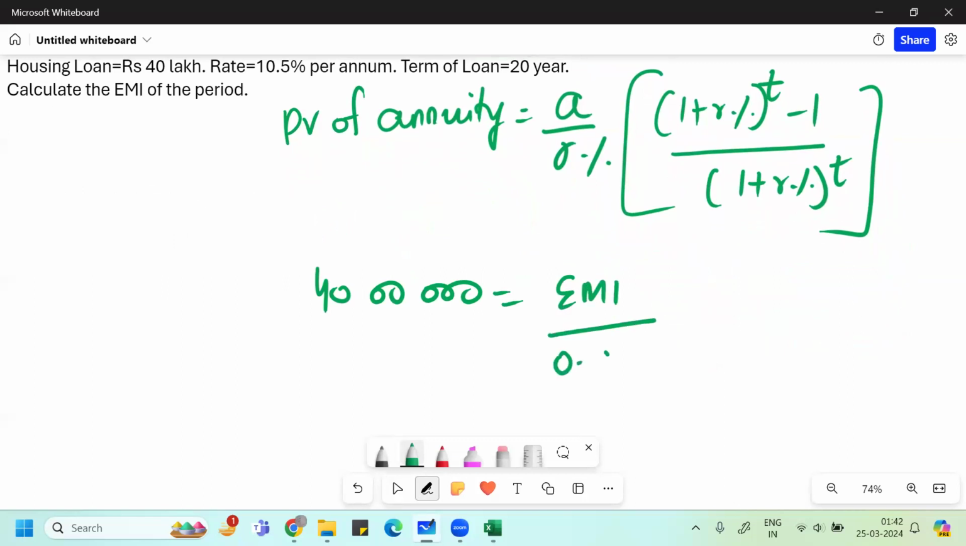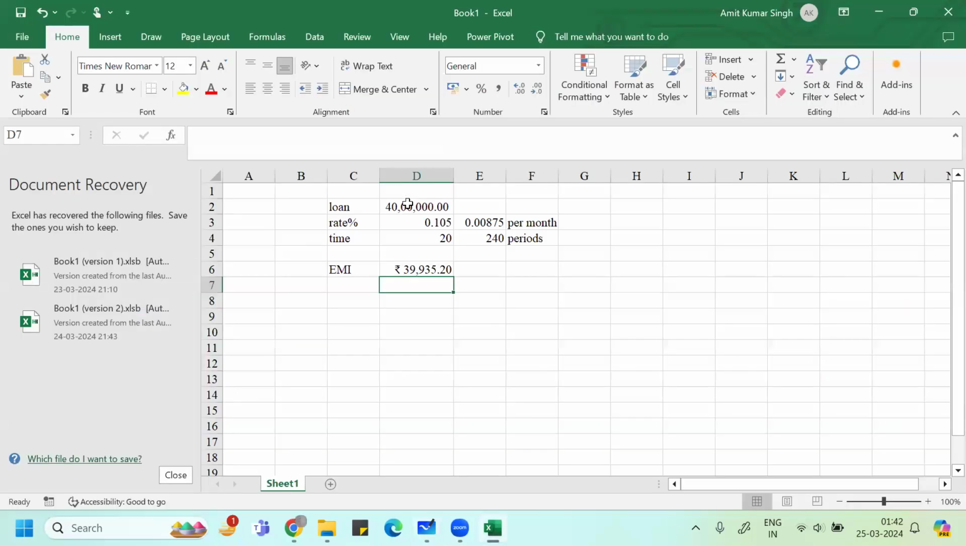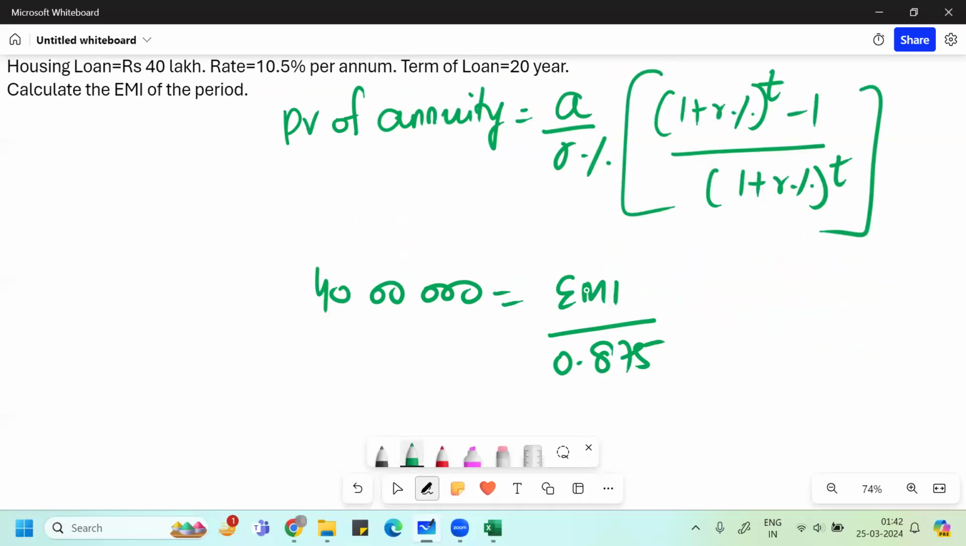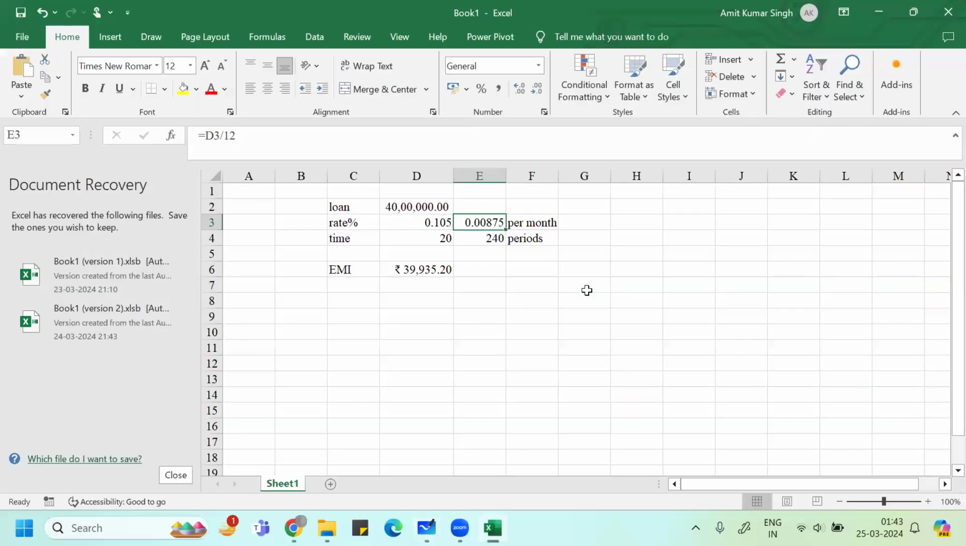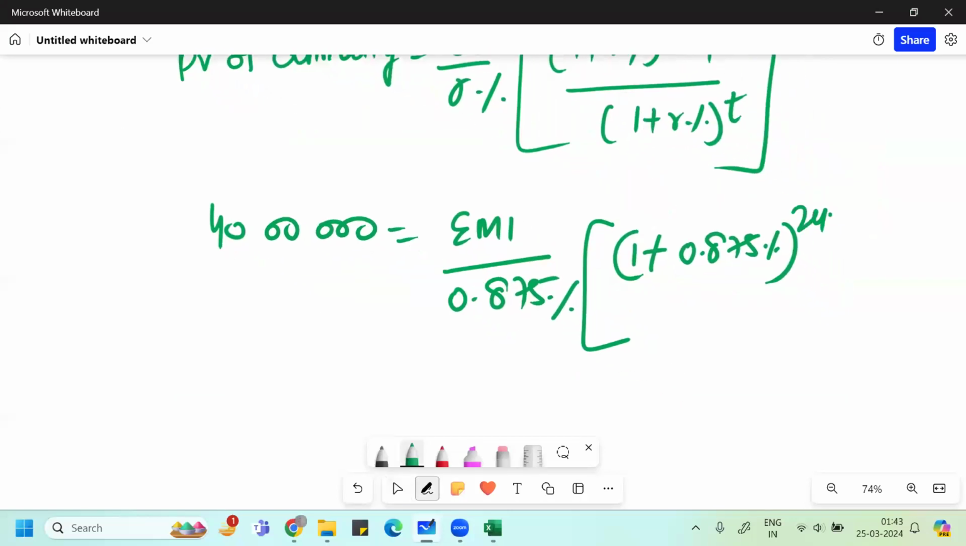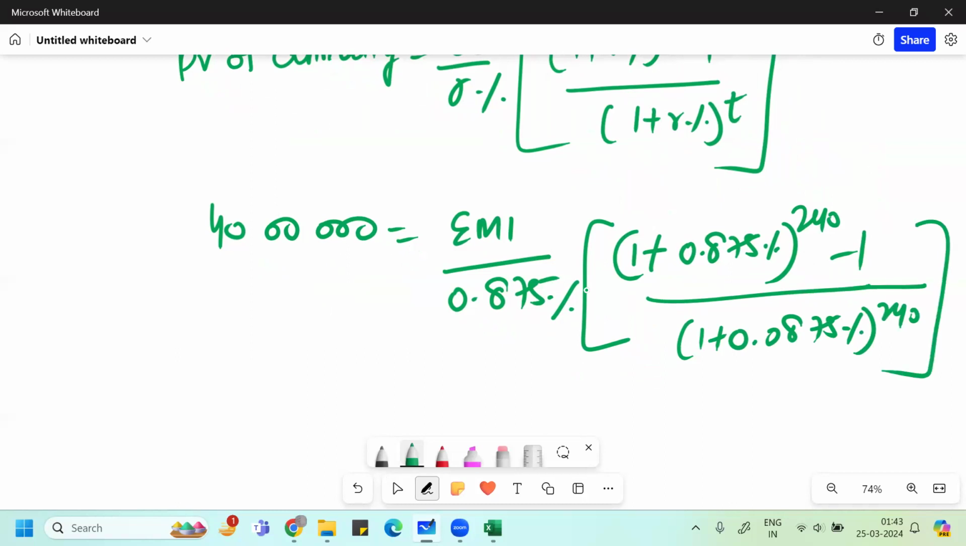Rate of interest is 0.875%, which is 0.00875. So it is 1 plus 0.875% to the power 240, minus 1, divided by 1 plus 0.875% to the power 240. This is the calculation you have to do in order to solve this question.